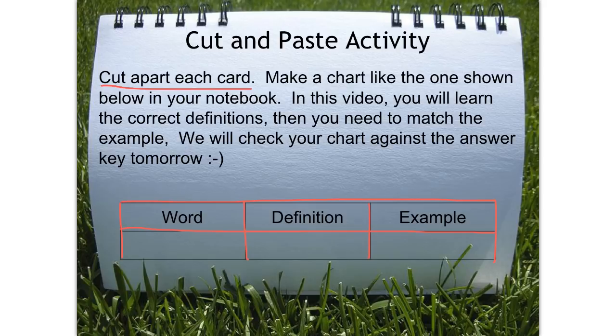The first column, you're going to glue in your word. Second column, the definition that matches that word. And then the third column, an example that demonstrates that word. So cut the cards apart, make a chart, and then in the video, you're going to learn the correct definitions. So what you need to do is, on your own, you're going to match the example, and we are going to check your chart against the answer key tomorrow.